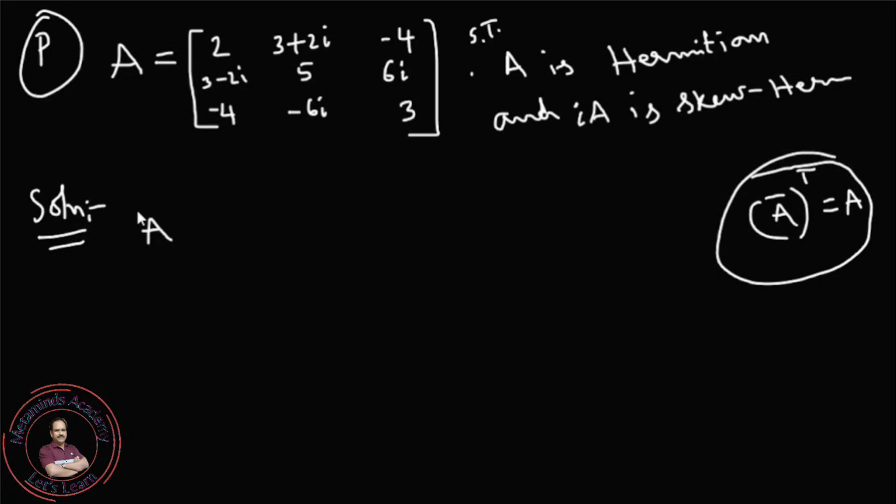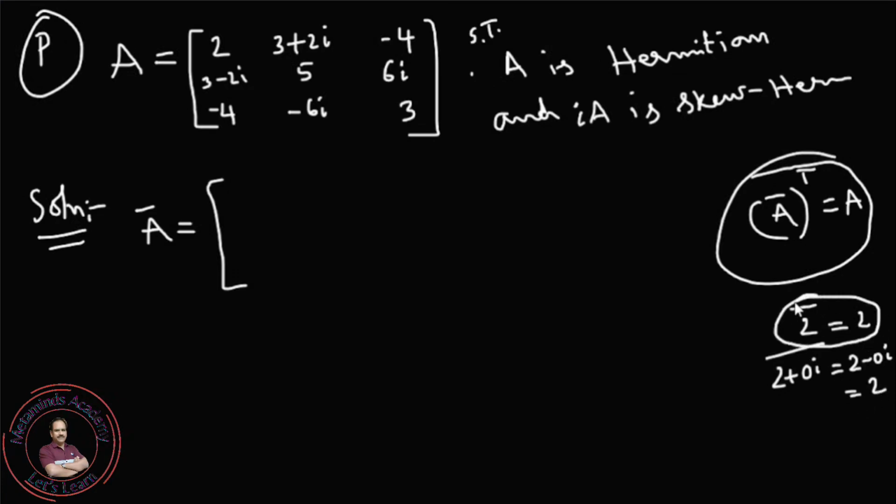So let us take A bar first. What is A bar? A bar is nothing but the complex conjugate of the matrix A. For a real number, if you take 2, the complex conjugate of 2 is 2 itself, because 2 plus 0i has the complex conjugate 2 minus 0i, which means 2 only. So the complex conjugate of a real number is the real number itself. For 3 plus 2i, it is 3 minus 2i. Minus 4 is a real number, so it stays as it is. The complex conjugate of 3 minus 2i is 3 plus 2i.